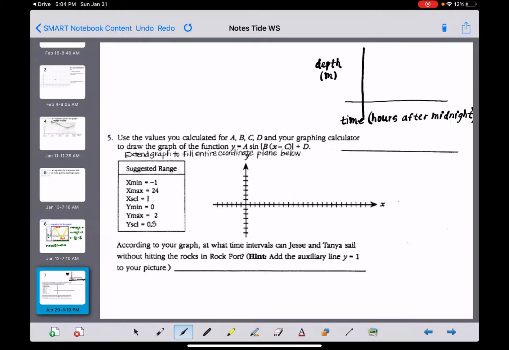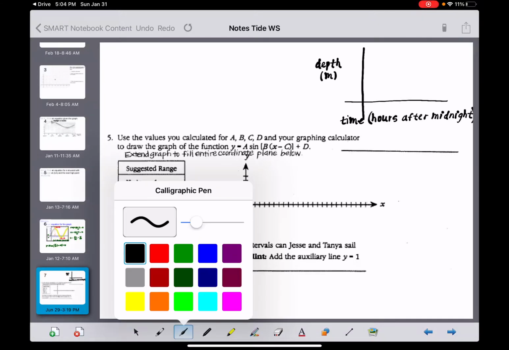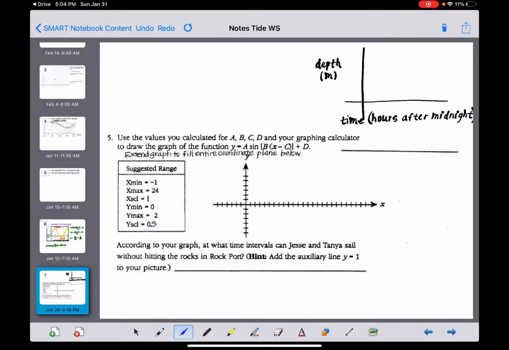So we've got to have at least 1 meter of water. Otherwise, they're just going to be sitting on rocks and not be buoyant enough to sail there. So we see that at 10 a.m., they're at high tide and the depth is 1.5. We're not going to make a scale here. We're just going to say at 10 a.m., 10 hours after midnight, they're at high tide, which is 1.5. So we can make a mark here that at 10 hours after midnight, we're at 1.5 meters.